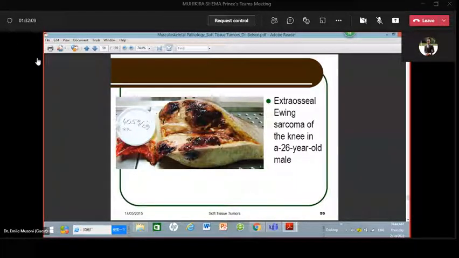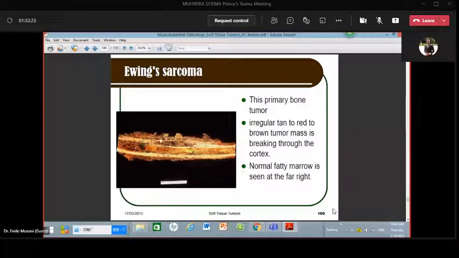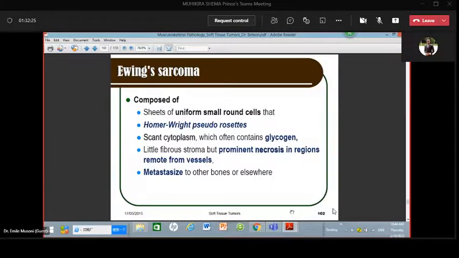So this is an image of extraosseous Ewing sarcoma of a 26 year old male. This is an image also of the Ewing sarcoma. Histologically, it is a sheet of uniform small round blue cells. It has what we call homogeneous cells with scant cytoplasm, which often contain glycogen, prominent necrosis, and it can metastasize to other bones or elsewhere.